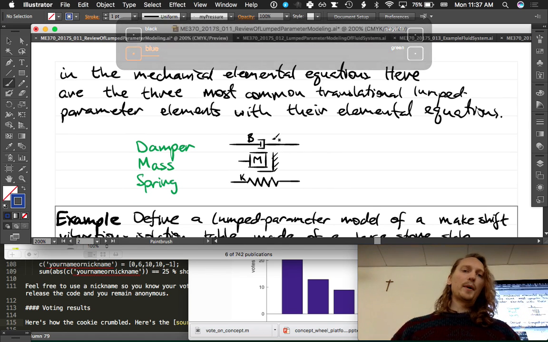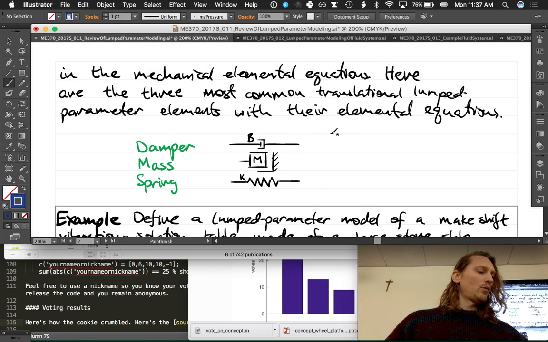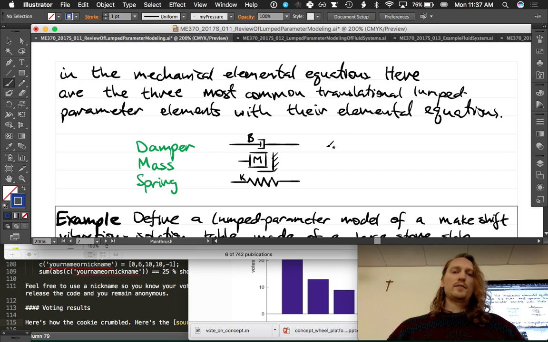So the damper has what as its elemental equation? The force through the damper is equal to B V.